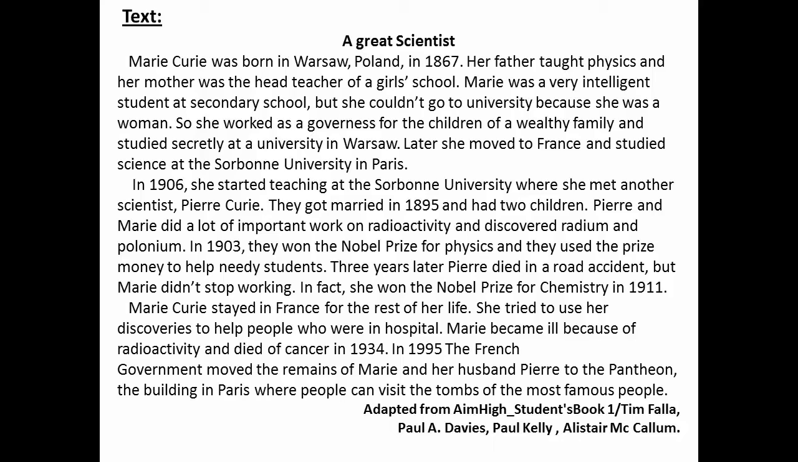Later, she moved to France and studied science at the Sorbonne University in Paris. In 1906, she started teaching at the Sorbonne University, where she met another scientist, Pierre Curie. They got married in 1895 and had 2 children. Pierre and Marie did a lot of important work on radioactivity and discovered radium and polonium. In 1903, they won the Nobel Prize for Physics and they used the prize money to help needy students.